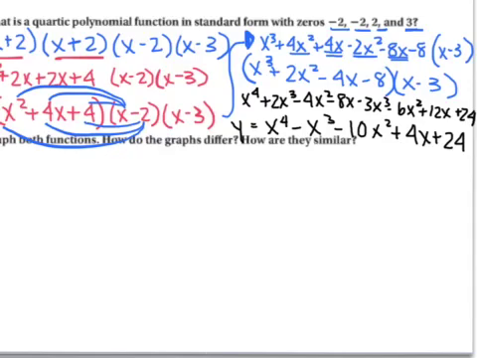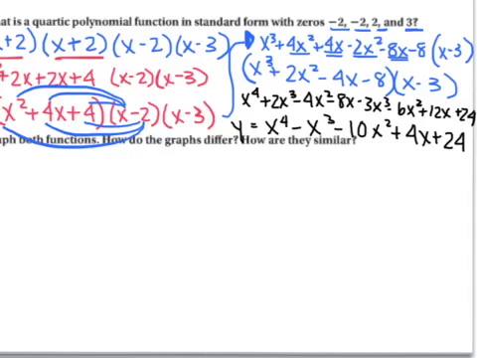And after all of that multiplying and all of the combining of like terms, you finally end up with your quartic polynomial. Y equals x to the 4th minus x cubed minus 10x squared plus 4x plus 24.